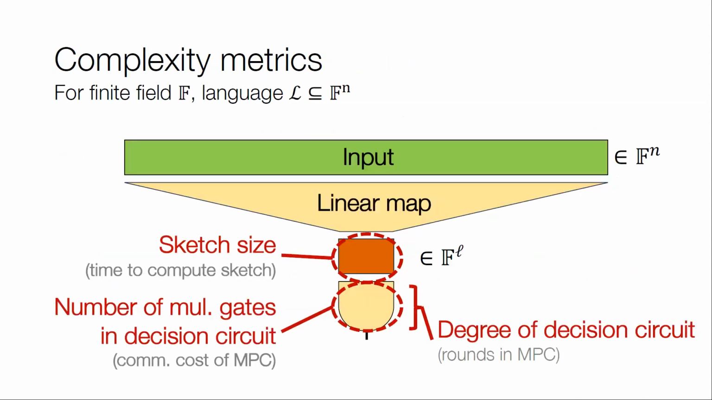The complexity metrics that we care about are three. We care about the sketch size, which dictates the time to compute the sketch from the input. We care about the multiplicative complexity, or the size of the decision predicate in terms of the number of multiplication gates, and that dictates the computation and communication costs in an MPC. And the last thing we care about is the degree of the circuit, which dictates the round complexity.